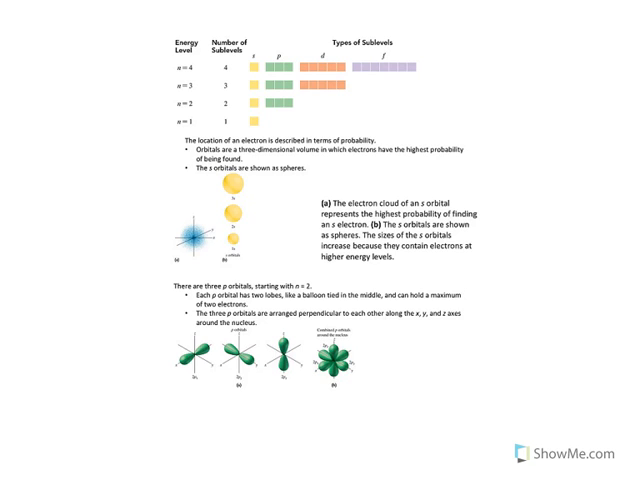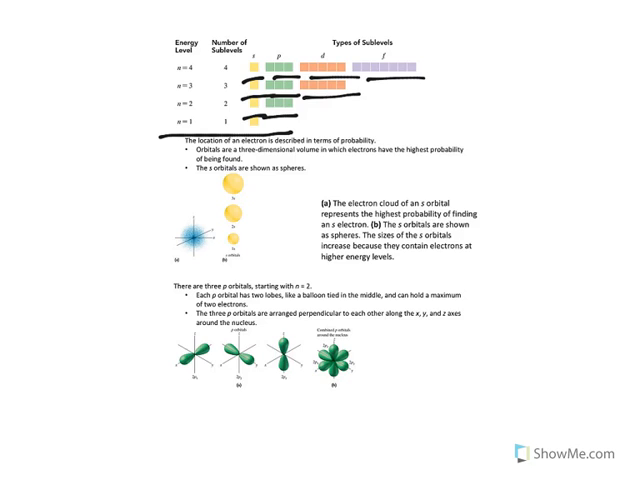On level 1, n equals 1, you can only have one sublevel. The first sublevel is S. So for n equals 1, you have 1s. For n equals 2, you can have two sublevels, an S and a P on the second level. On the third level, you can have three sublevels, an S, a P, and a D. On the fourth level, you can have four sublevels, S, P, D, and F.